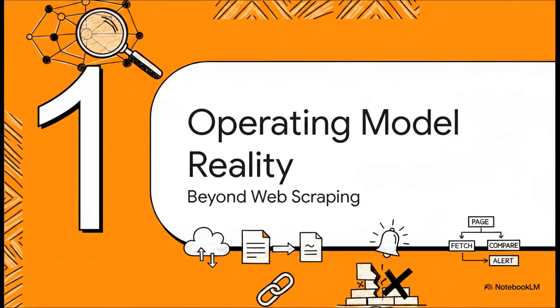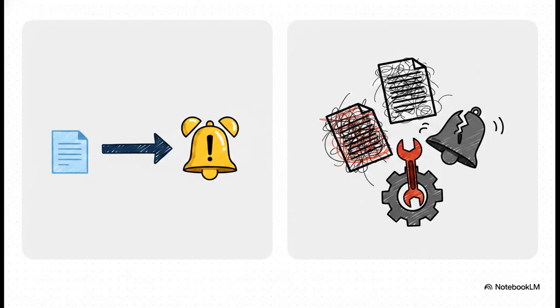Section 1, the operating model reality, beyond simple web scraping. Content change monitoring sounds so simple on paper. Pick a page, fetch the content, compare it, send an alert. Easy, right? But once your team depends on those alerts, that bot literally becomes a core part of your operating model. If an alert comes in late, the team responds late.